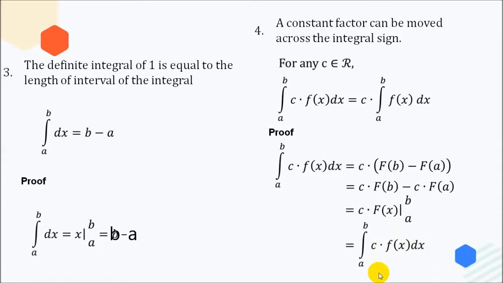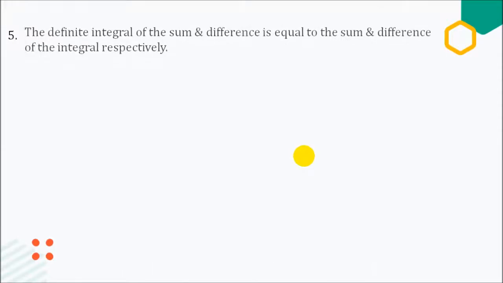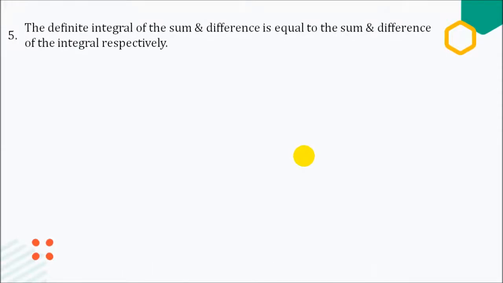So this is the proof for number 4. Let's see the next property. The definite integral of the sum and difference is equal to the sum and difference of the integrals, respectively.